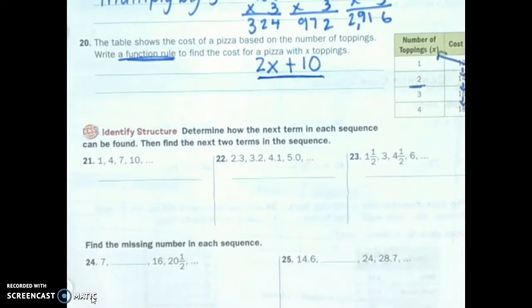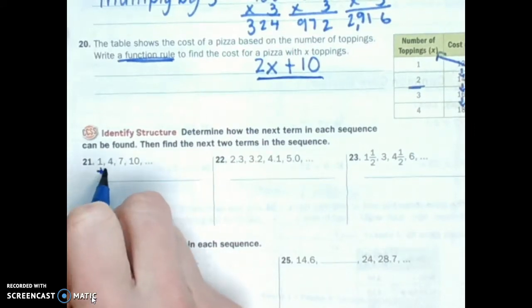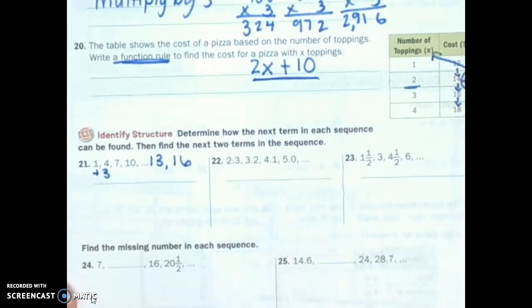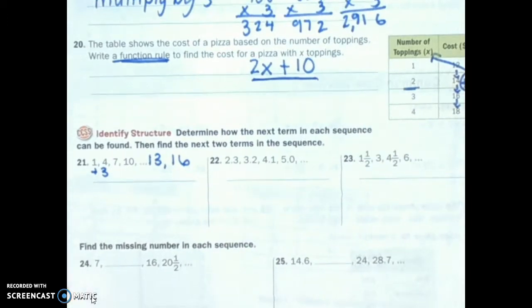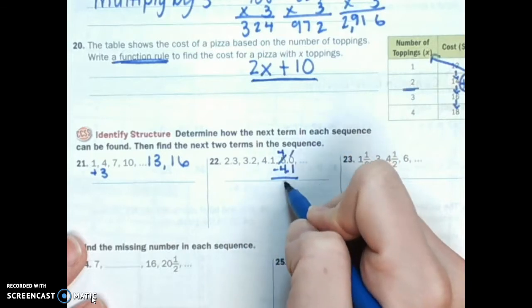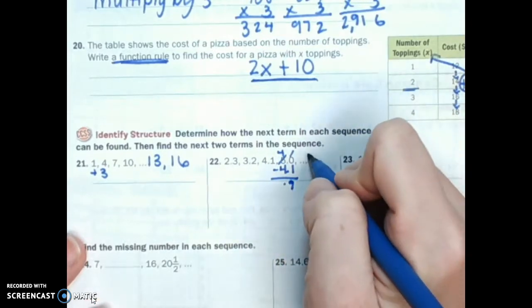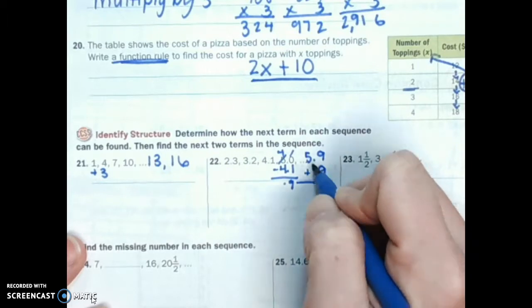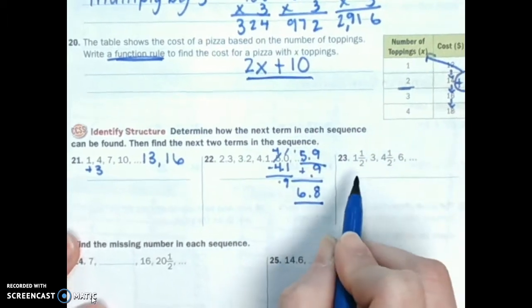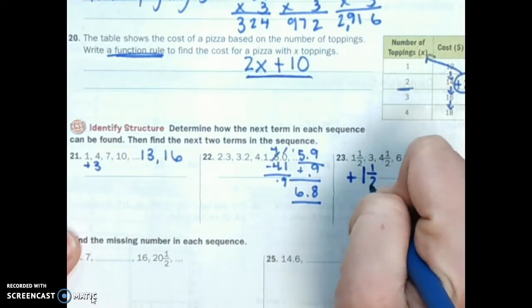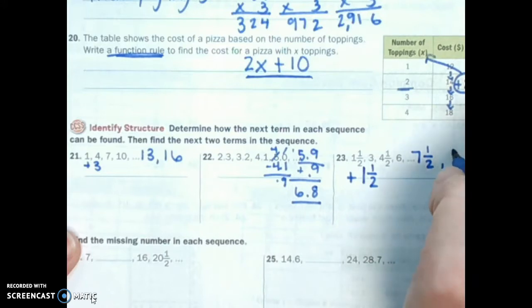Down here, determine how the next term in each sequence can be found, and then find the next 2 terms in this sequence. So on this one, we are adding 3. So we have 13 and then 16. Here, to figure it out, it's a little more difficult because it is decimals. So I'm just going to take 5 minus 4.1. I'm borrowing, and I get 0.9. So we're going up by 0.9. So I get 5.9. And then I'm going to add 0.9 to that. And I get 6.8. On this one, I'm going up by 1.5. So I have 7.5. So we're adding 1 and 1/2. I'm going to 7.5 and 9.